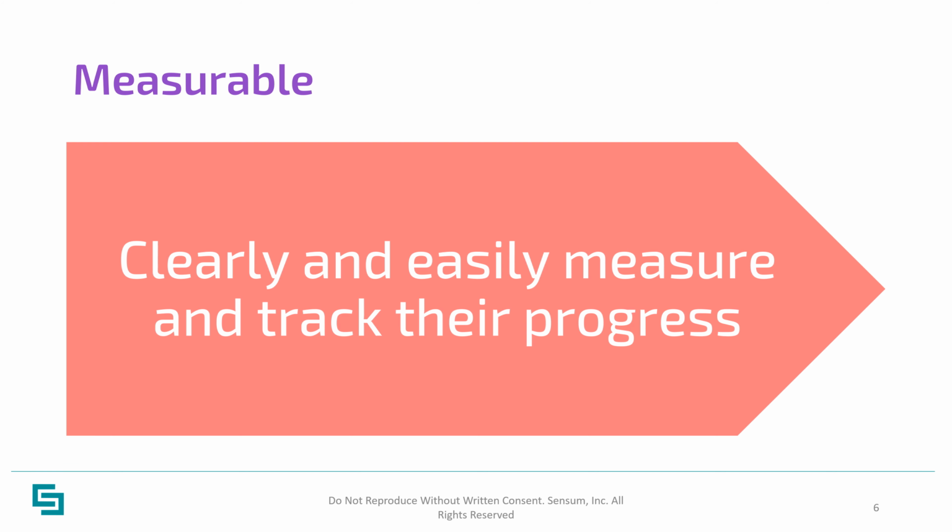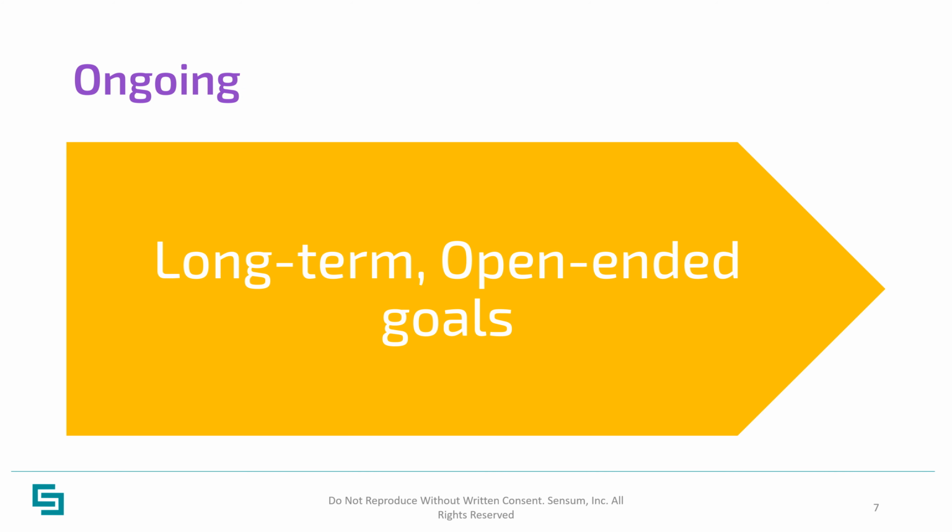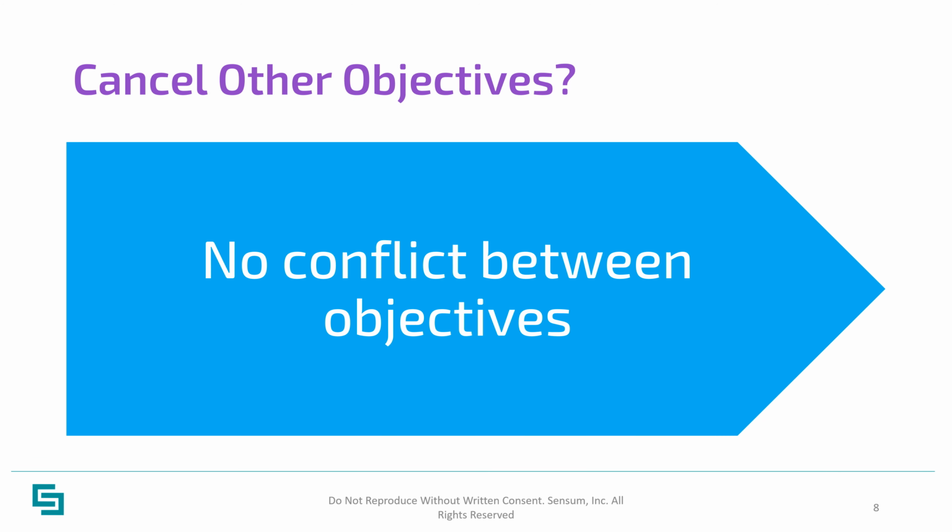Measurable means you can clearly and easily measure and track their progress towards accomplishing them. For example, reduce customer complaints is easily trackable, but improve customer happiness is not. Ongoing means they are long-term, open-ended goals. For example, improve customer satisfaction, not get 50 more positive ratings. They don't cancel other objectives means that if you have two or more objectives, they are not opposite to each other. For example, you cannot elevate the quality of your product while trying to offer cheaper options.